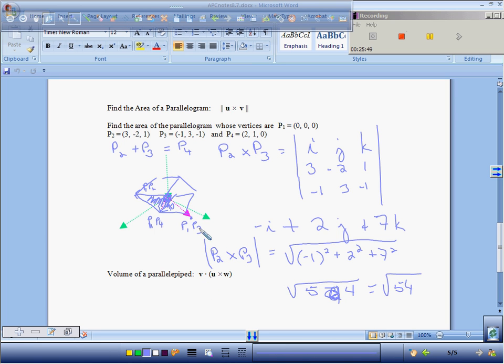And that's it. Okay? So this is kind of the hardest thing, is figuring out which two sides to multiply. But it's really not that bad.